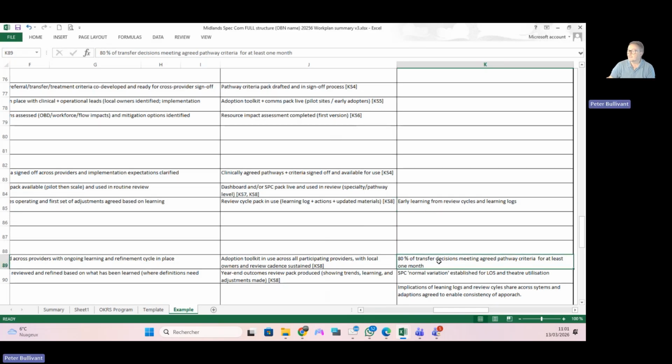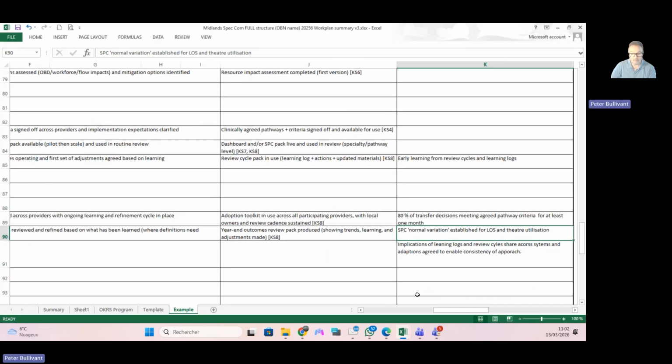Other outcomes kick in. So your transfer decisions kicking in there, SPC, so your length of stay is changing, your theatre utilisation is changing. And that may be decreasing, but that's when you expect that to kick in. And again, this is a plan. We fully understand that things happen in the year, things change. So things may not happen exactly as you've planned, but having clarity on the plan at the beginning is important for you, for your board, and for others. And that is what we're asking you to do.